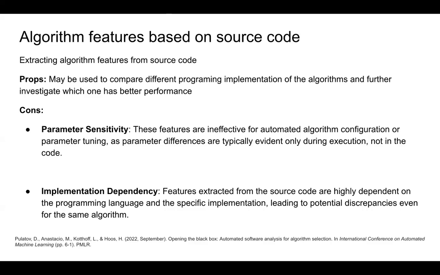analysis. Think about it: you have a code, it's a text, you have some NLP features, and these features can help you see how different implementations differ, and maybe further you can make some correlation of how these different implementations are related to the performance of the algorithm.